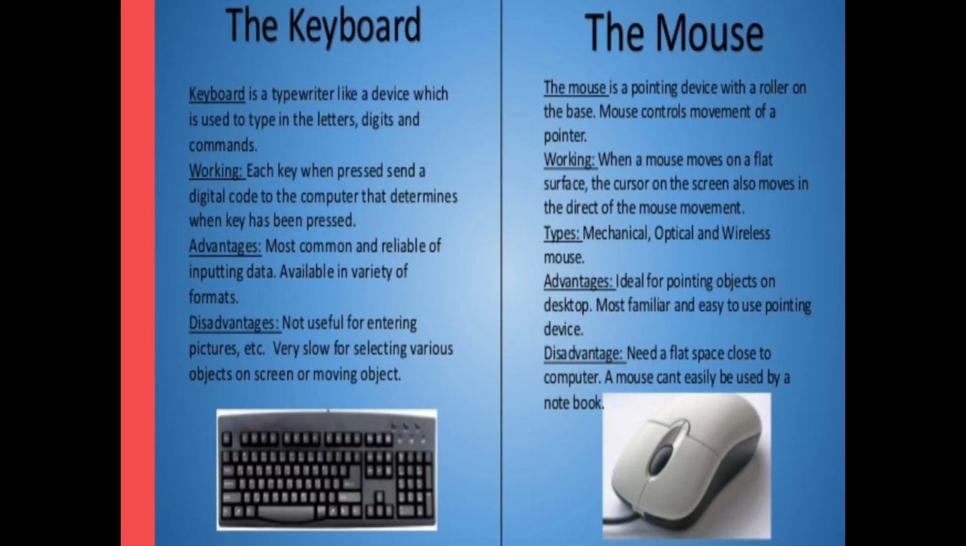There are several types of mouse: mechanical, optical and wireless mouse, and nowadays we use the Bluetooth mouse also. The advantage of mouse is it is ideal for pointing objects on desktop. Most familiar and easy to use pointing device. But the disadvantage is it needs a flat surface close to the computer. A mouse can't easily be used with a notebook.